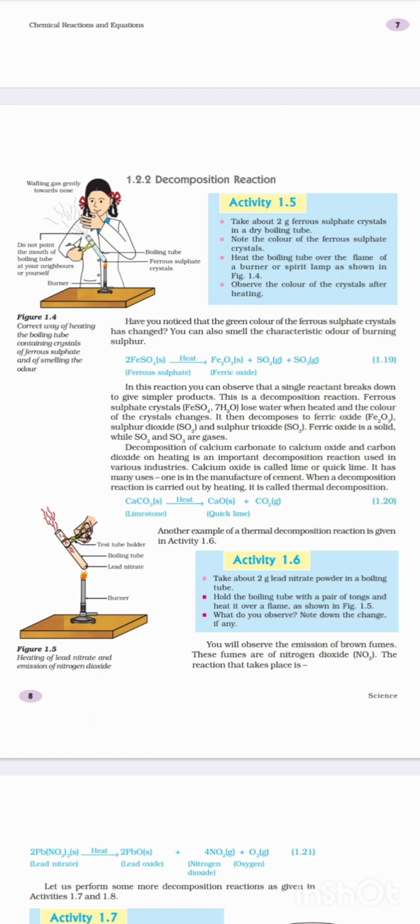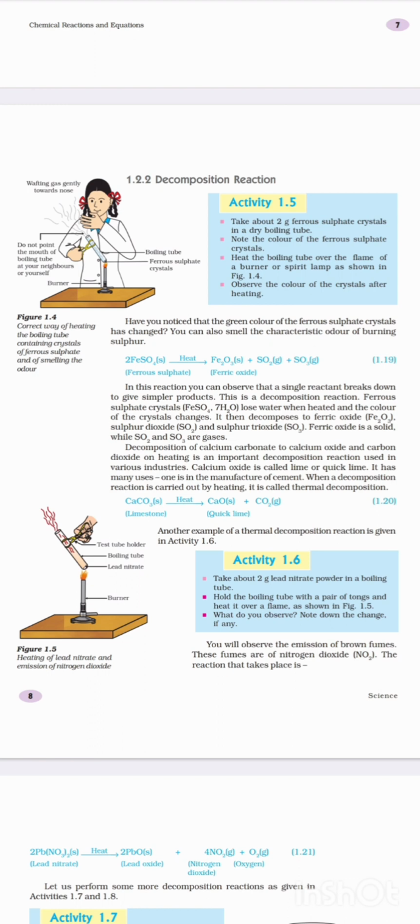Okay, so in this reaction you can observe that a single reactant breaks down into simpler products. This is a decomposition reaction. In a simple way, just one reactant decomposes to form two or more products. Here this is a decomposition reaction.